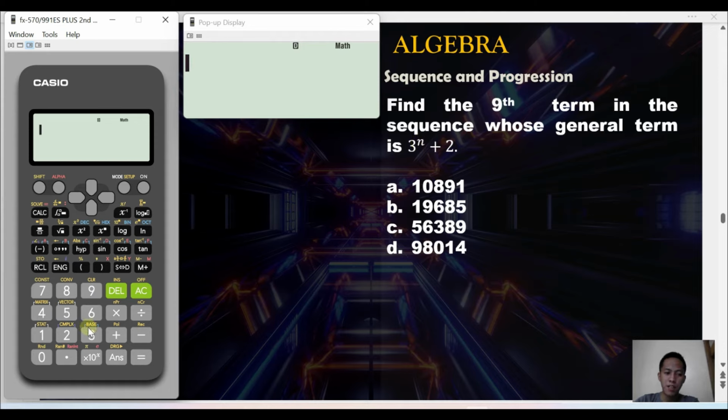So basically, just input the equation. So 3 raised to n. Yung n natin guys, palitan lang natin ng variable. So that is x. Kasi wala naman tayong n sa ating calculator. So 3 raised to x plus 2. So substitute lang natin yung 9 dito sa n. So that is the ninth term. So calc lang guys. Then what is the value of x? So 9. So equals lang. That is 19,685. So letter B.